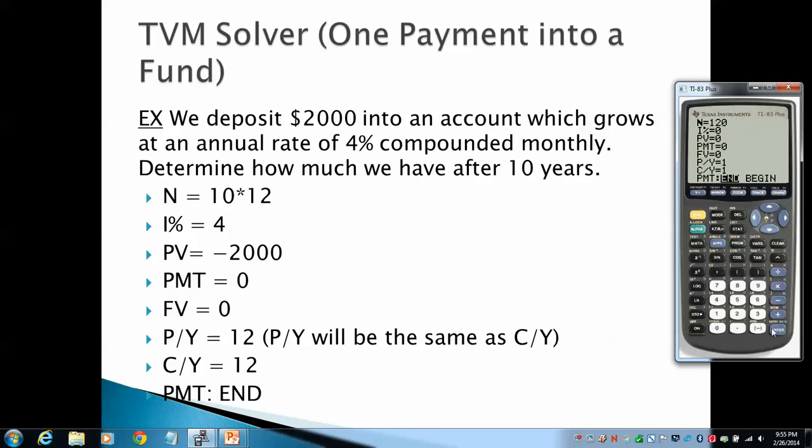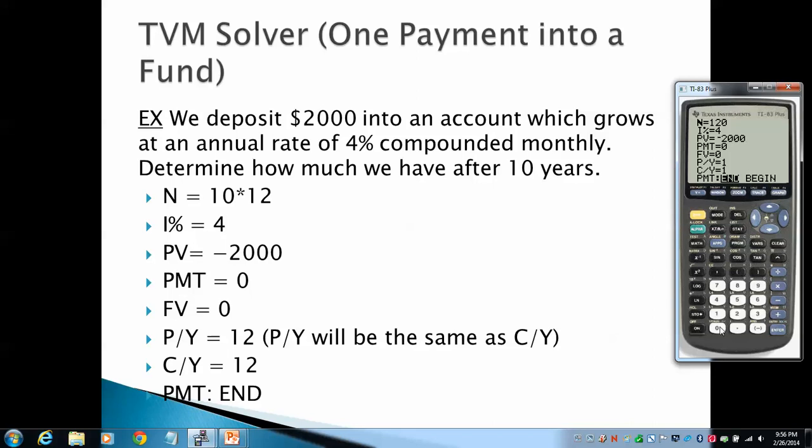The interest rate is 4%. Don't enter 0.04, just enter 4. It's the interest rate expressed as a percent, not as a decimal. Present value is negative 2,000. Why negative 2,000? Because it's money that's coming out of your wallet, coming out of your pocket. And so any money like that has a negative sign in front of it. It's cash outflow.